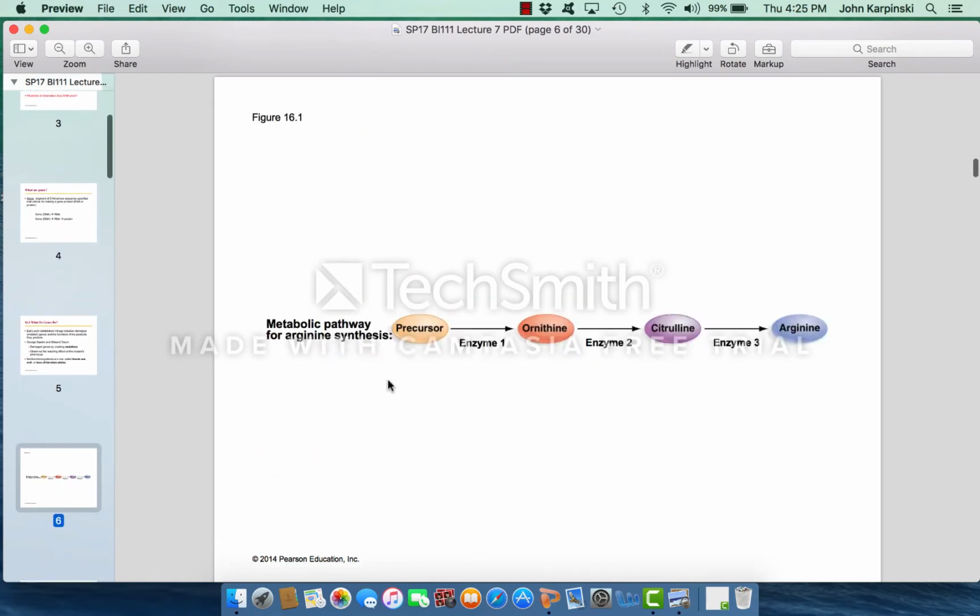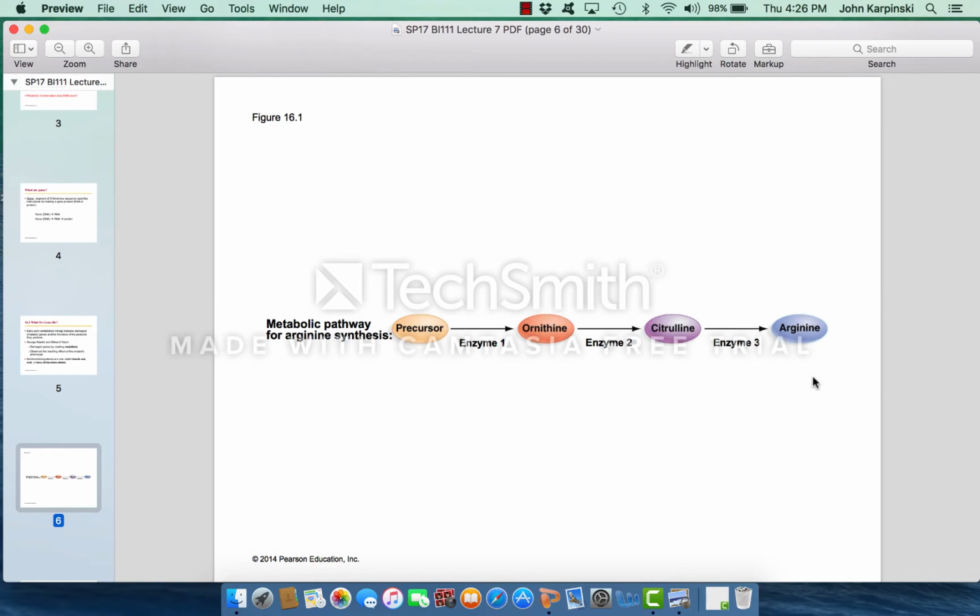So here are the set of genes that these two scientists studied. They studied a pathway in the formation of the amino acid arginine. And if you remember from class on Monday, arginine was one of the basic amino acids. And remember that the basic amino acids at most pHs tend to have a positive charge because of that extra proton. So arginine is a charged amino acid.